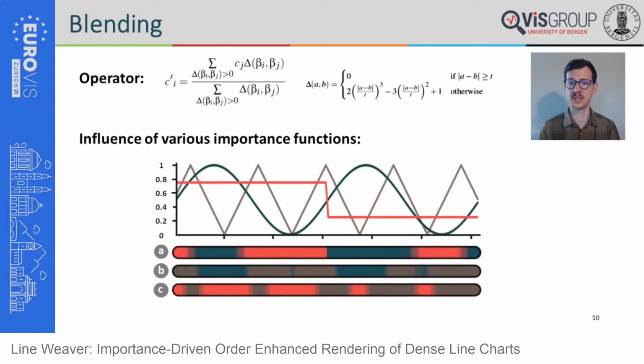These properties can be seen in a pairwise comparison of two lines, each with varying importance. A red line with a step function as importance function, a turquoise line with a sine function as importance function, and a brown line with a tent function as importance function. Note the differences between smooth and abrupt changes in importance in A, how lines are averaged when their importance values are equal or close to equal in B, and that even highly fluctuating changes are not prone to errors in C.